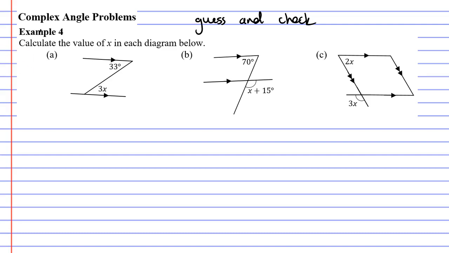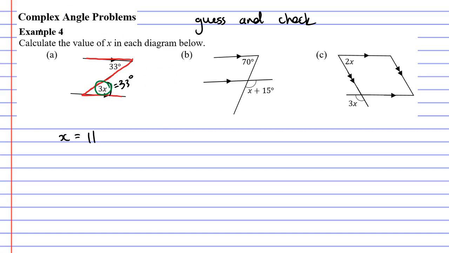So first of all, in question A, it's got parallel lines and I can see a Z shape, and a Z shape tells me that the angle, which is 3x, must also equal 33 degrees. So what I'm going to do is guess a number for x, and I can tell just by looking that it's going to be 11, because 3x means it's 3 times bigger than x, and 3 times 11 equals 33. So x must be 11.